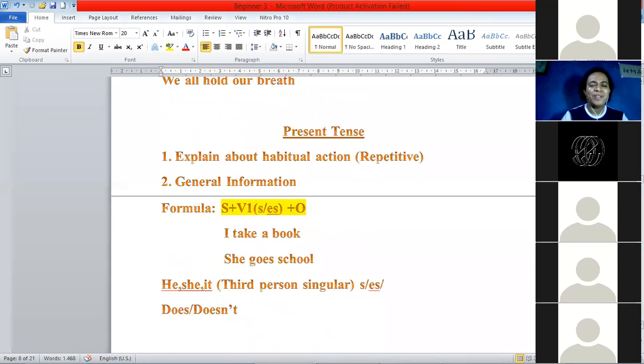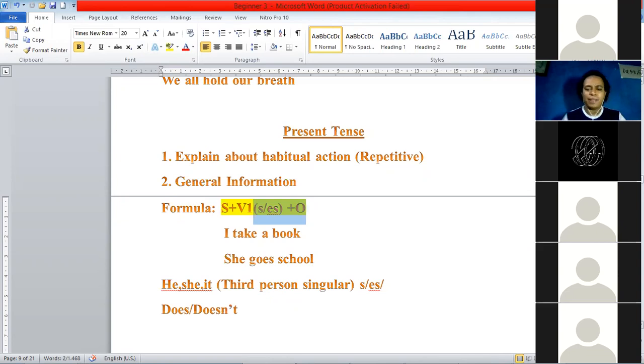So Ella, before you also stated that this is the formula: subject plus verb one plus object. There's no to be here. So why do you use I am? Be careful, Ella. So I take a nap, not I am take a nap. Okay, Ella, can you get it? Yes, good, very good. Okay, let's jump in again.